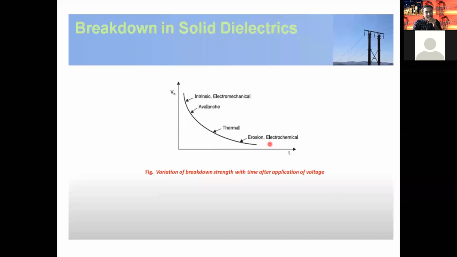And finally, erosion or electrochemical breakdown. This is a breakdown of the insulator which takes place over a very long time.